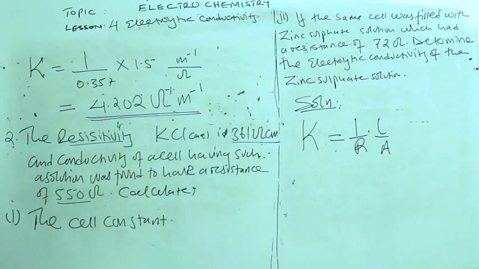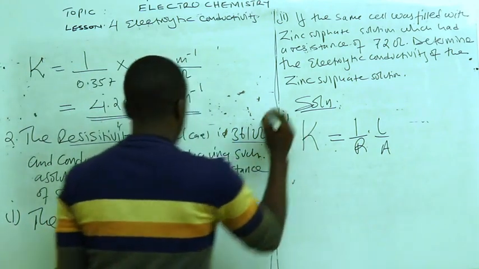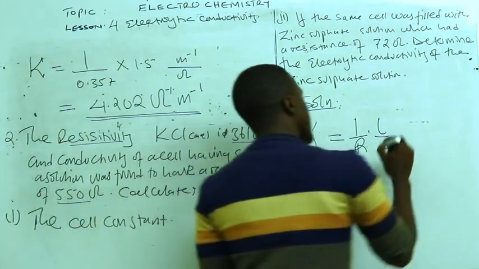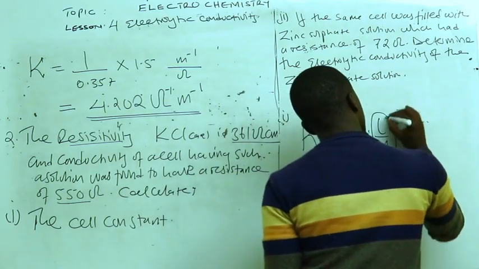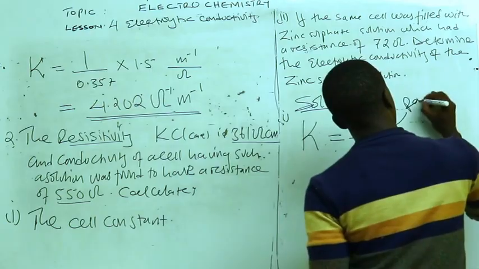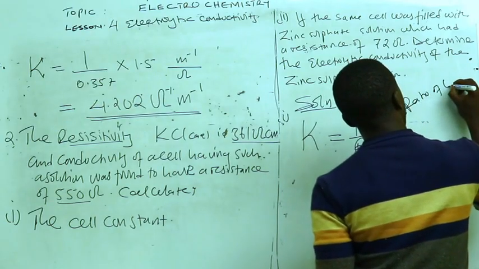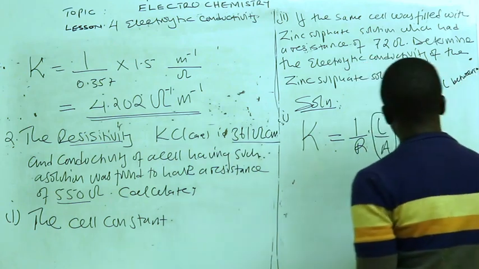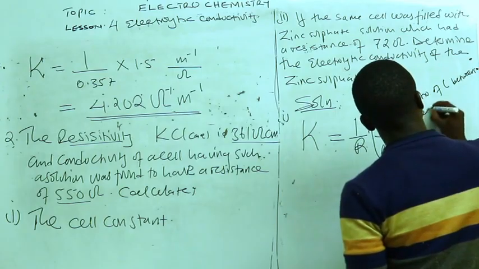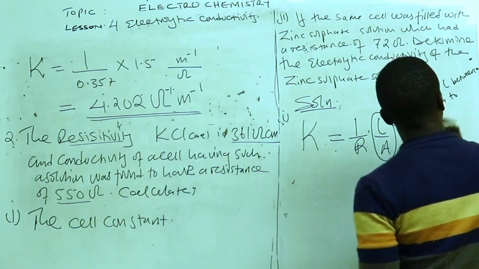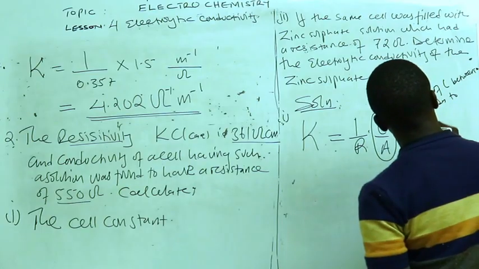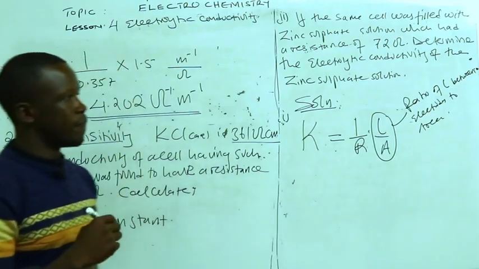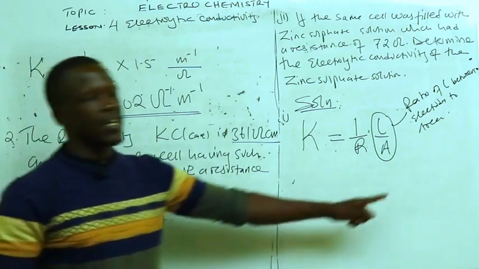Now, the first question in Roman 1, they want us to get what we call the cell constant. What's the cell constant? Cell constant is normally defined as the ratio of length between electrodes to cross-section area of each electrode. So the ratio. Now this is the cell constant.